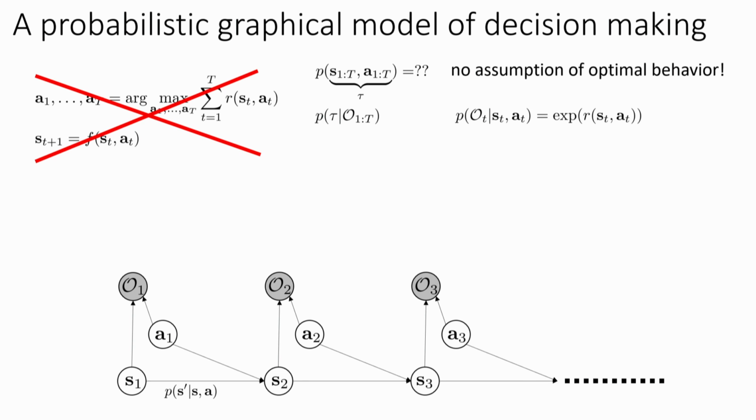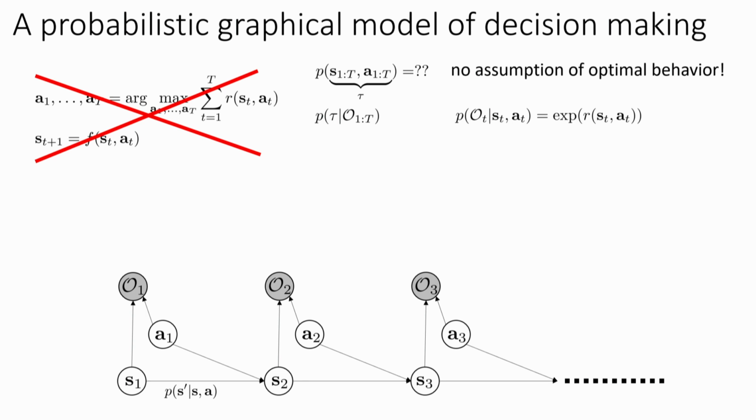Now we have to choose a form for this node. We have to choose a form for P of O_t given s_t, a_t. And we're going to make what will at first seem like a slightly weird choice, but later on we'll see that this slightly weird choice gives rise to a very elegant mathematical formulation. So remember that O_t is a binary variable, and we're going to say that the probability of that variable being true is equal to the exponential of the reward at state s_t and a_t.